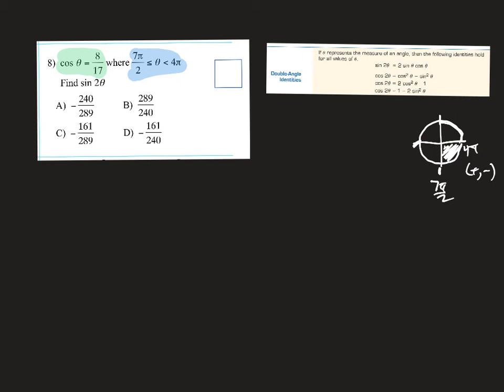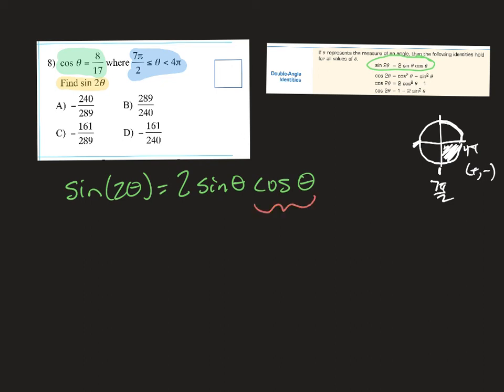So we're asked to find sine of 2 theta. And you know what I'm going to do. I'm going to go over to my list and look for that sine of 2 theta identity. Let's write that down so you can see it here. It's sine of 2 theta equals 2 times sine theta times cosine theta. And sure enough, we do need both values. Right now, we know the cosine value is 8 over 17. We're going to need to figure out the sine value.